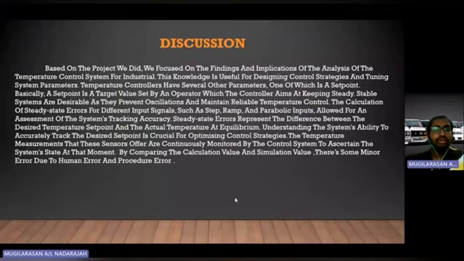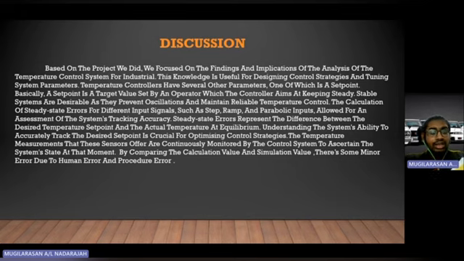As you can see, this is our discussion. Based on the project we did, we focus on the findings and implications of the analysis of the temperature control system for industrial use. This knowledge is useful for designing control strategies and tuning system parameters. Temperature controls have several parameters, one of which is the set point. Basically, a set point is a target value set by an operator which the control aims at keeping steady, as they prevent oscillation and maintain reliable temperature control.